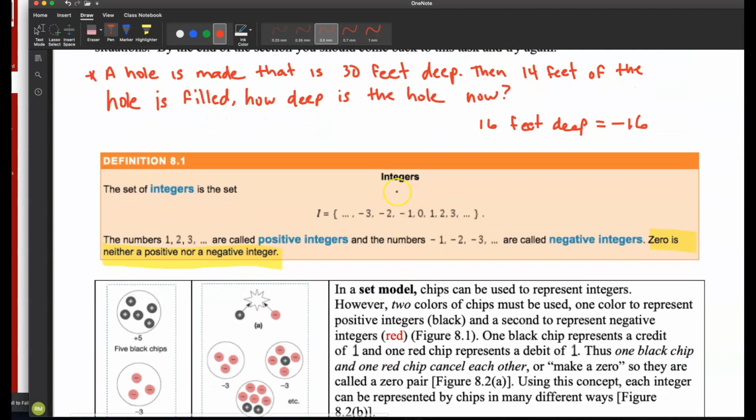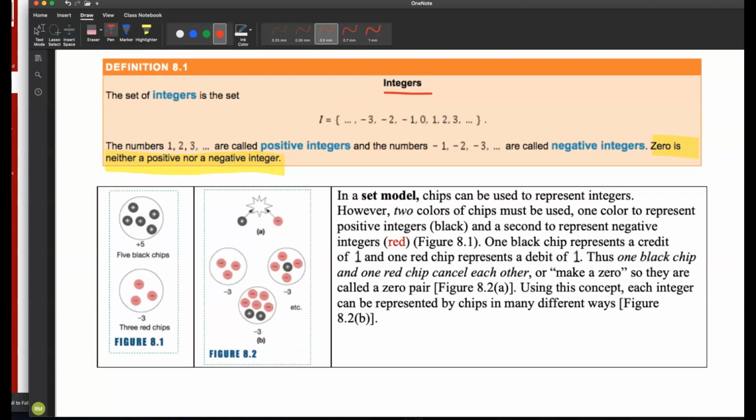Here's our first definition connected to these negative numbers, or we call them integers. Integers are the numbers positive and negative, right? 1, 2, 3 are called positive integers. The negative 1, 2, 3 are called negative integers. 0 is neither a positive nor negative integer. Okay, but we call it an integer. It is 0. So these are the sets of numbers that we have.